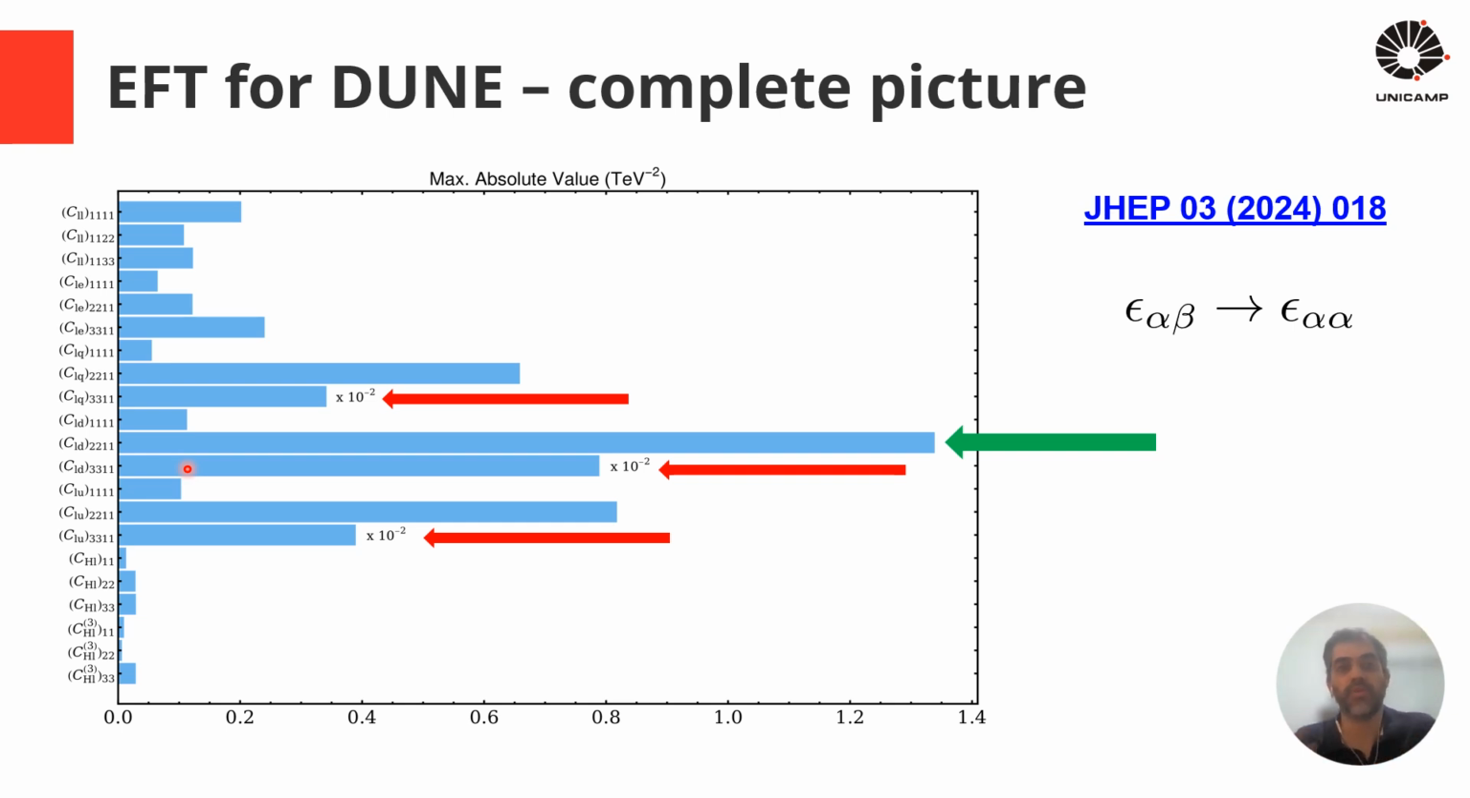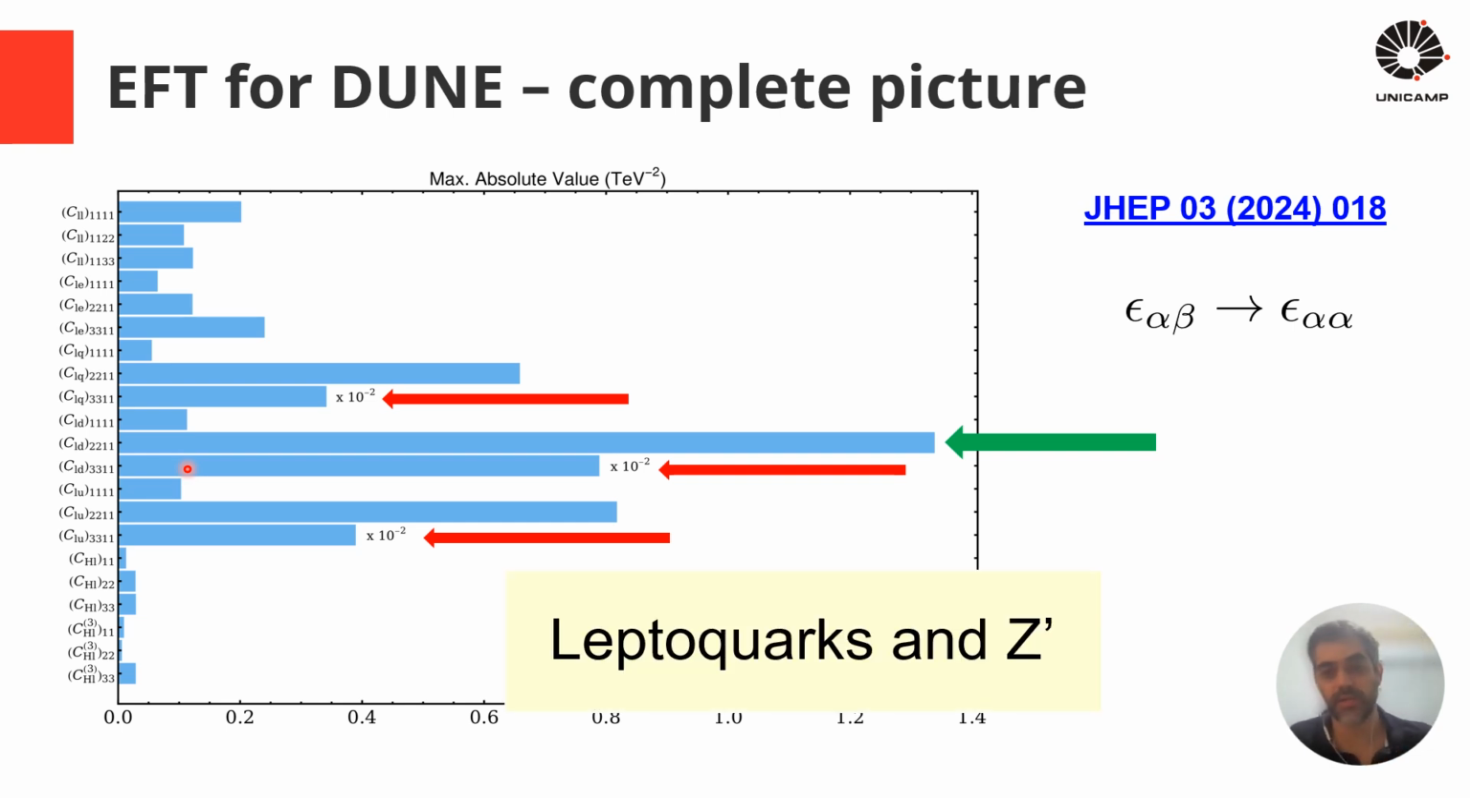And in which kind of models can you have this kind of guys? In principle, they show up in models with leptoquarks, and also in models with a Z prime, in other words, a vector boson that is neutral. And these are actually the only models that can be probed by DUNE. So that's a very strong statement that we showed in our paper.